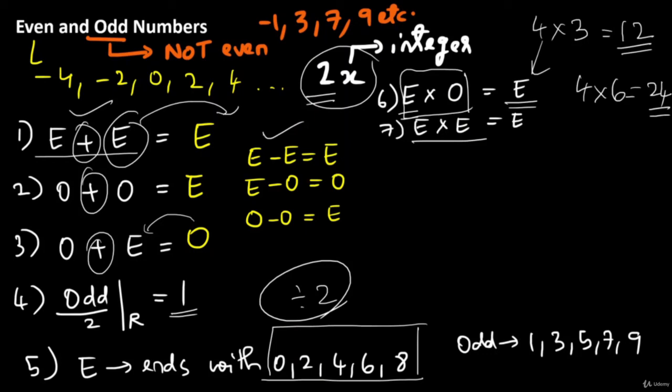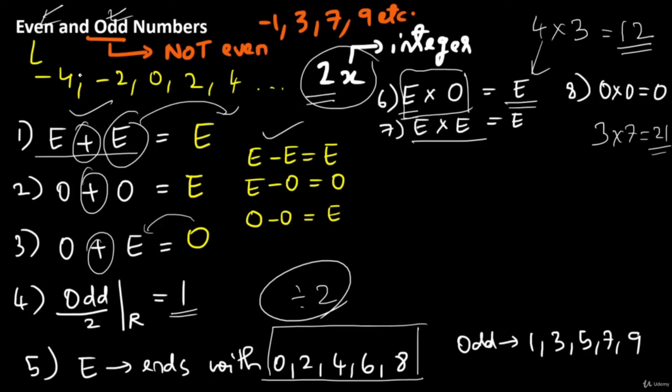Now if you multiply an odd number with an odd number, then the product would be odd because the product does not have 2 as a factor, right? So let's take an example. 3 into 7, that's 21 and 21 is odd. Alright, so these are some interesting properties with respect to even and odd numbers that we have seen over here.